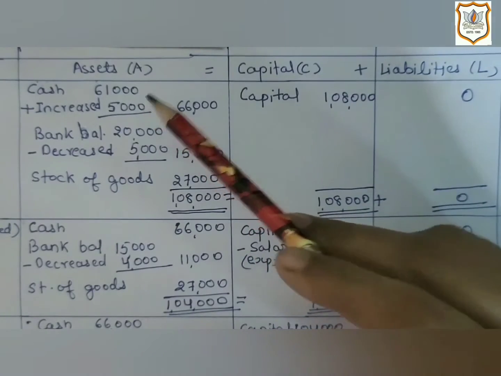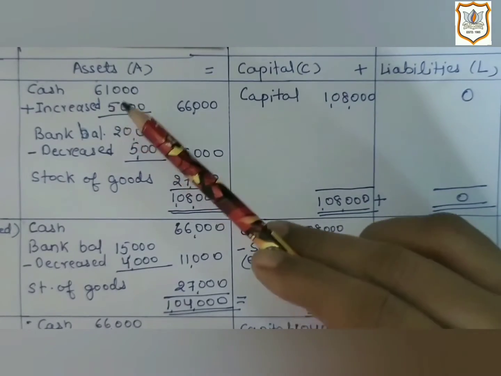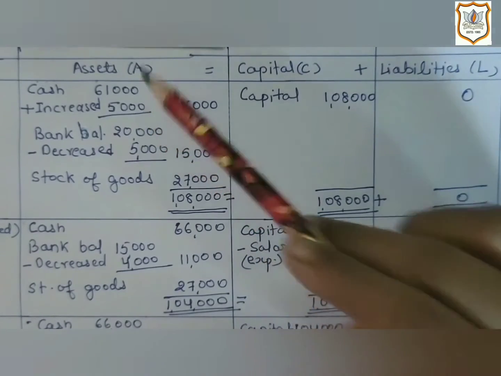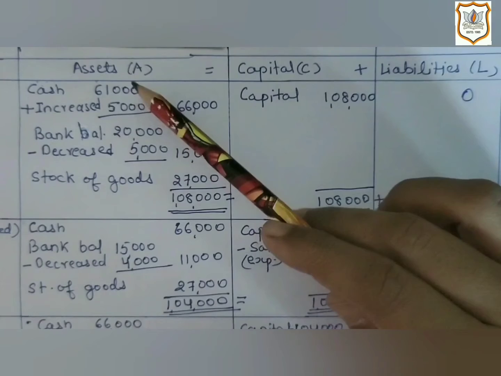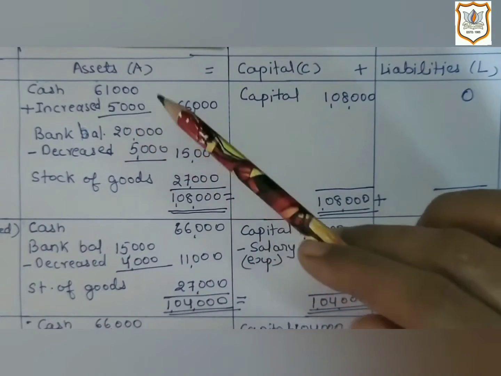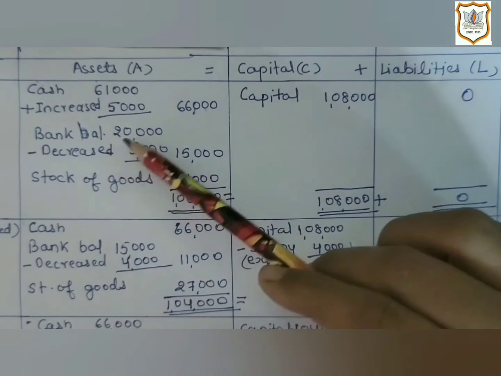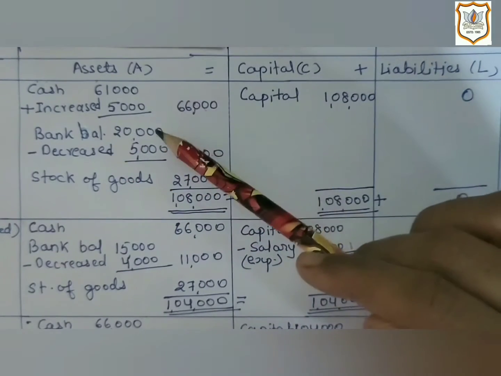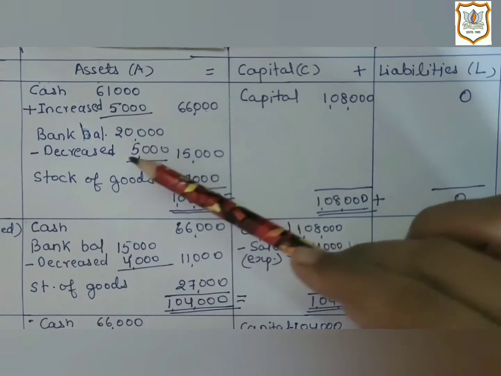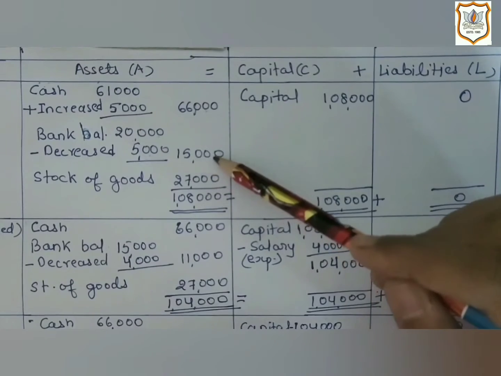Here, as we are withdrawing cash from the bank, our cash is increasing by rupees 5,000. So we will get 66,000 by adding 5,000. Previously our cash balance was 61,000 and as we have withdrawn 5,000 from the bank, our cash balance is now 66,000. Previously our bank balance was 20,000, but as we have withdrawn cash, our bank balance is reducing by rupees 5,000. So now our bank balance would be 15,000.